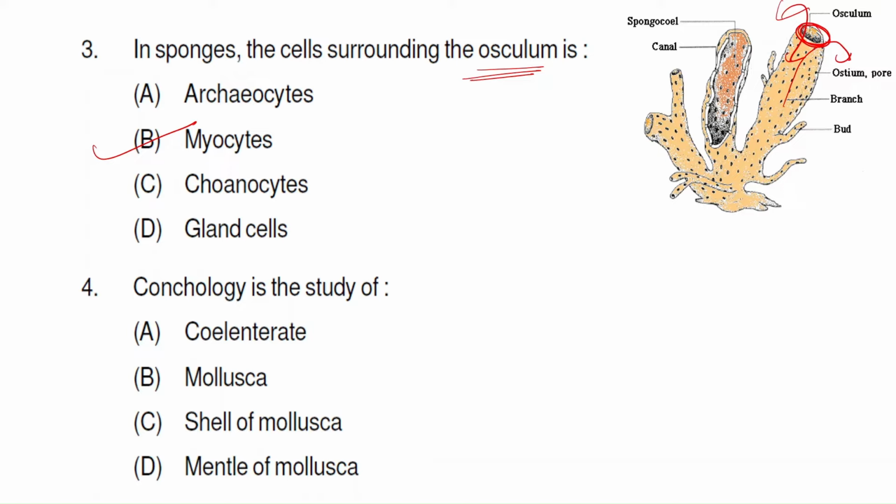Since it is regulating the inflow and outflow of water, this particular opening should have some structures that should be able to contract and relax. For this purpose, we need something like muscles. Muscles have the ability to contract and relax. So these are myocytes. These act just like muscle cells in the case of sponges.